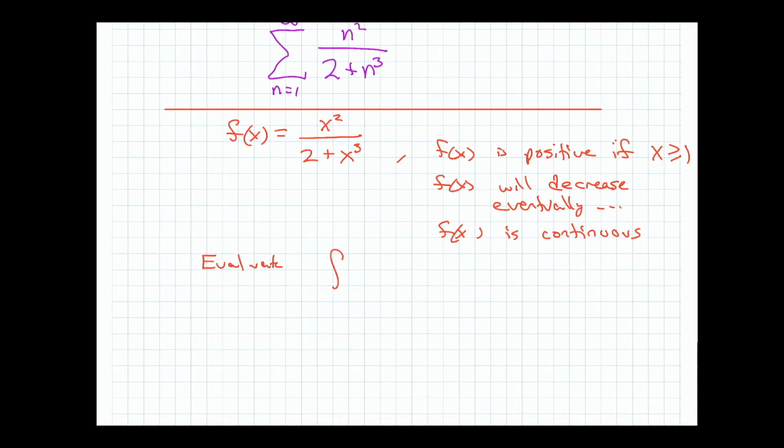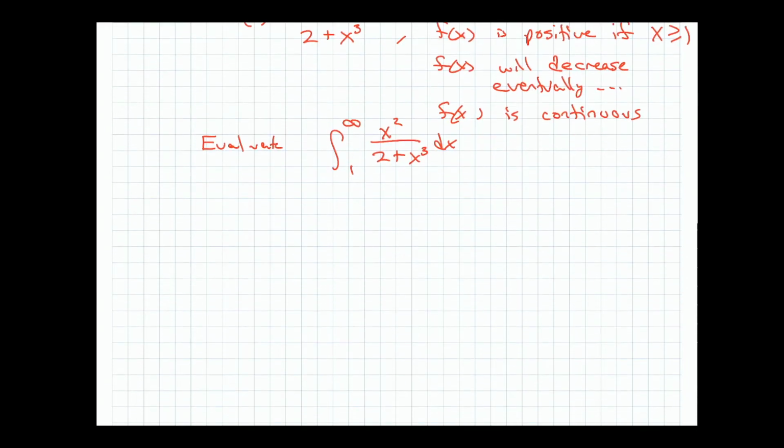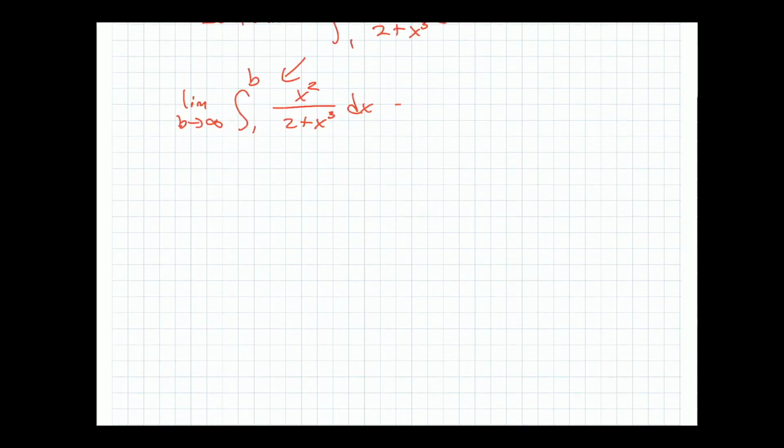We're going to go 1 to infinity of x squared over 2 plus x cubed. So that's just an integral. So you do the integral however you do integrals. So like technically you should write it as a limit as b goes to infinity, 1 to b, x squared over 2 plus x cubed dx. All right, I'm going to work across the page to save space.